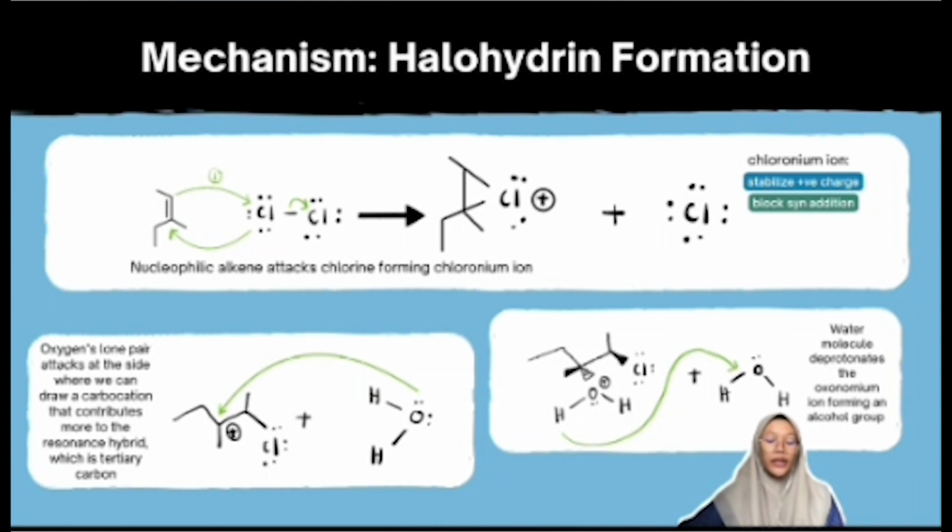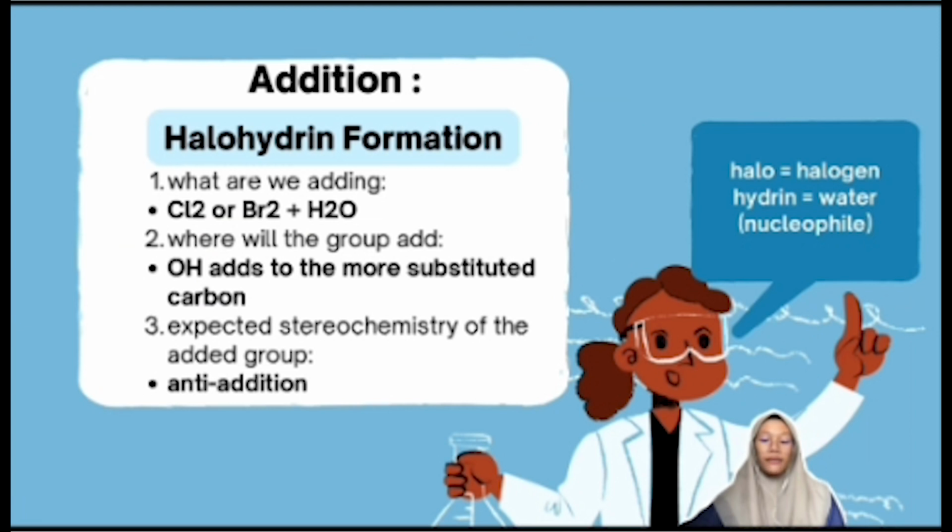For question number 3, the chloronium ion blocks syn addition, so the water adds anti. And then a second water molecule will deprotonate the oxonium ion, forming an alcohol group in our final product. They are called chlorohydrine because this is a halohydrine formation reaction. That's all from me. Thank you.